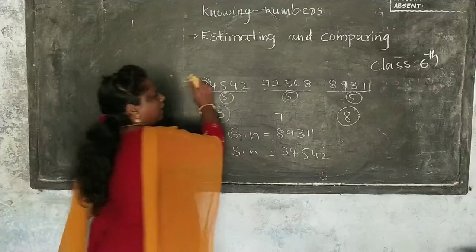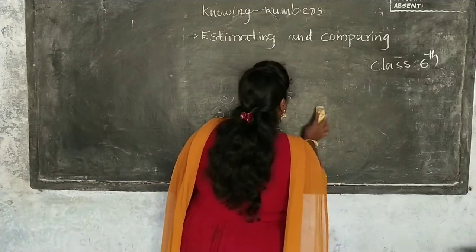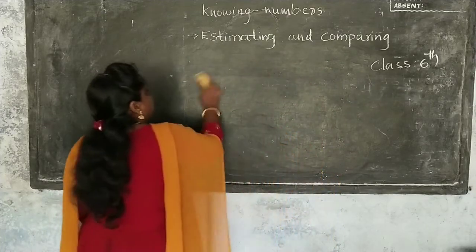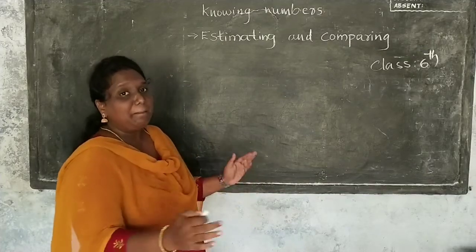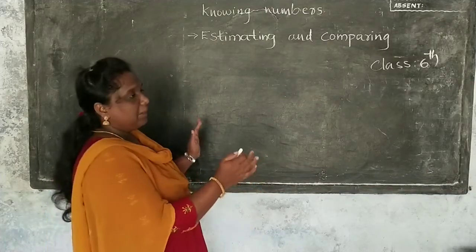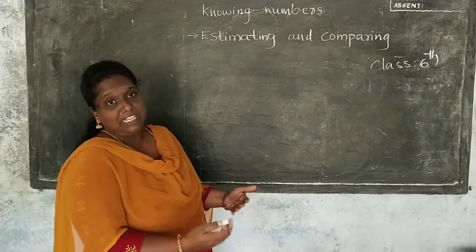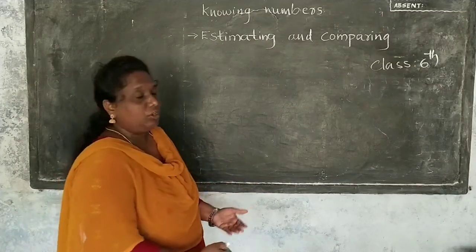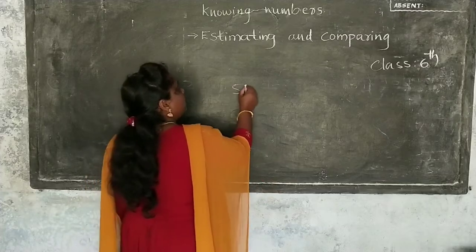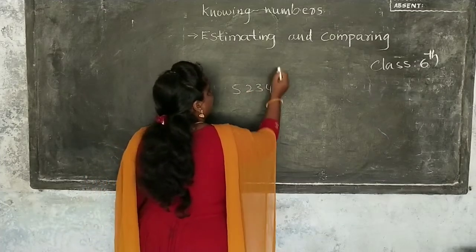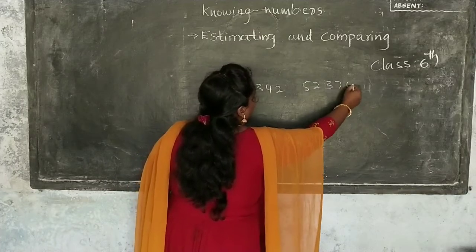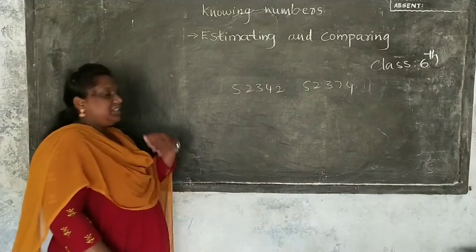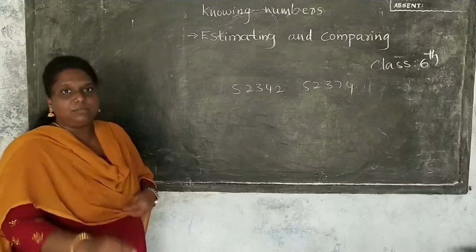Then let us go for one more example. So I'll give two numbers. You have to compare and estimate. First you have to compare the numbers, then after you have to estimate which is greatest and which is smallest. So then see here. Okay. So among this, which is greatest and which is smallest.